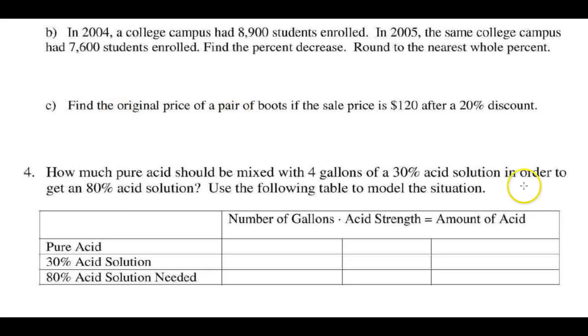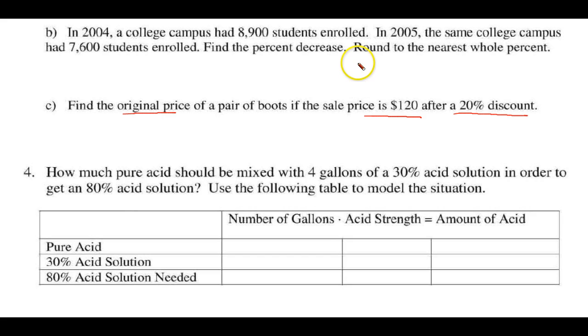In letter C, after reading, this is the original price. If the sales price is this after a 20% discount. Some students think they can do this just by common sense, and where they may get close to the answer, it's incorrect. So I strongly advise you to watch this and then use this as a model of how to figure things out.